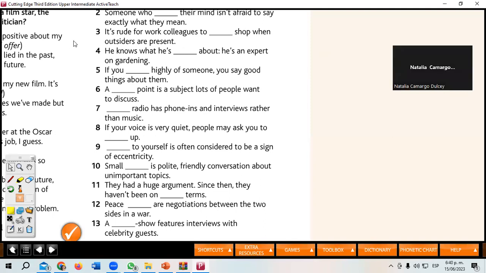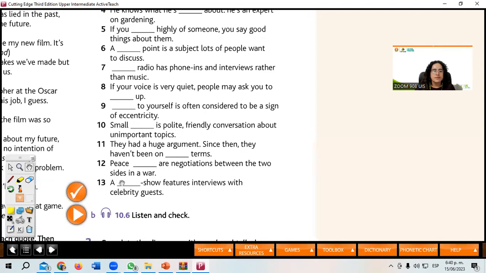Number 11. They had a few arguments, and then they haven't been on speaking terms. On speaking terms is correct. Sylvia, number 12. Peace talks are negotiations between the two sides in a war. Yes, peace talks are negotiations between the two sides in a war. And you see the last one, number 13.